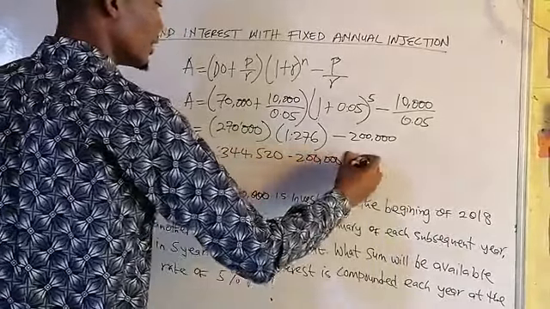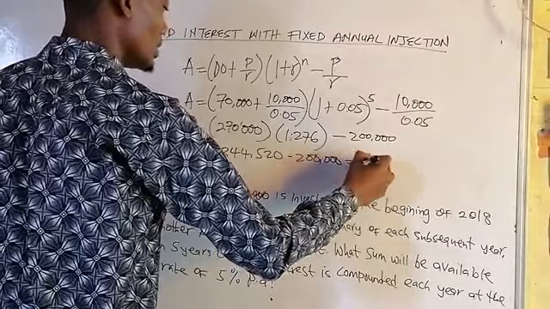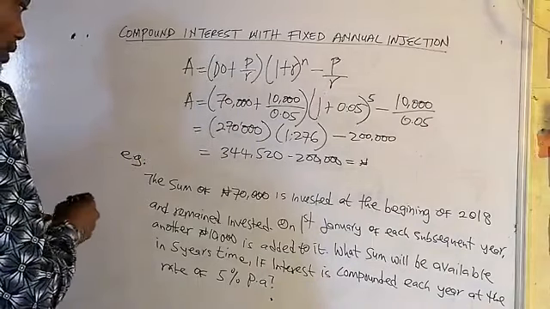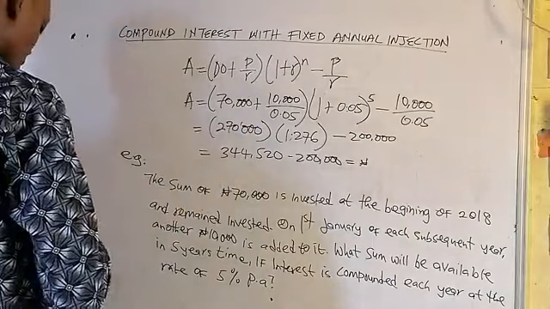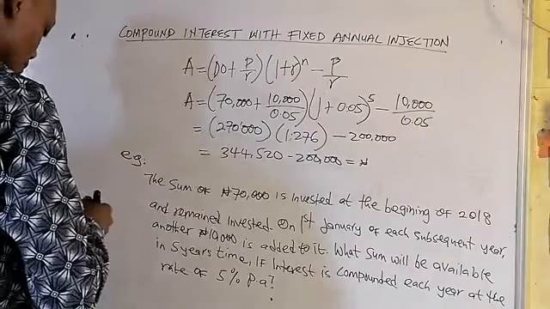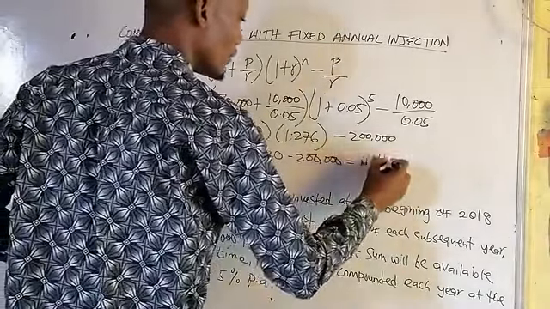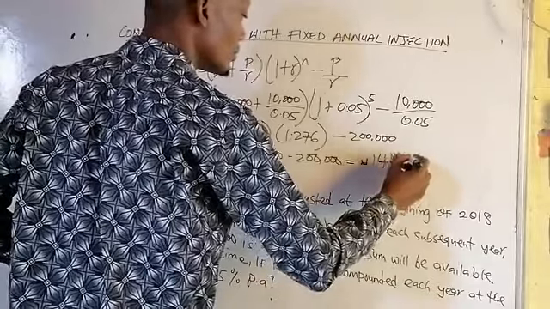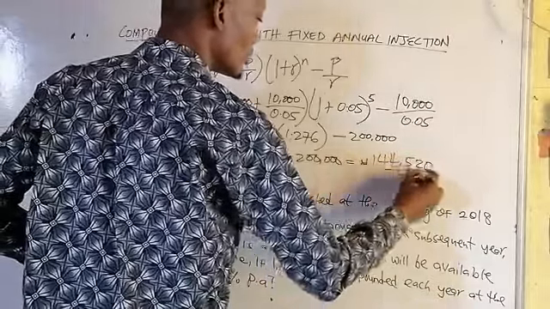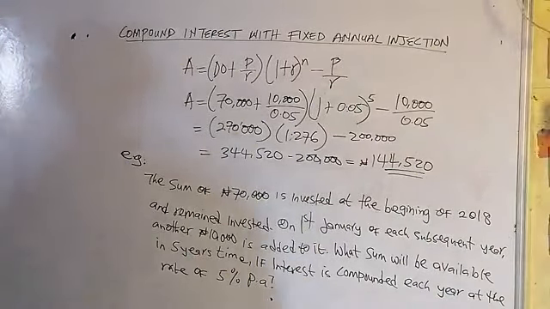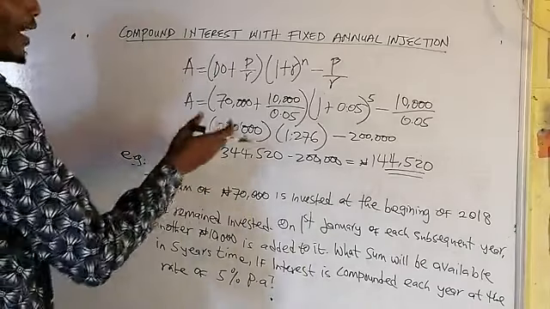So what do we have? The final answer will now give us what? That's your total money at the end of the period. That is 344,520 minus 200,000, which becomes 144,520. So that's what our money will be at the end of the 5 years period.